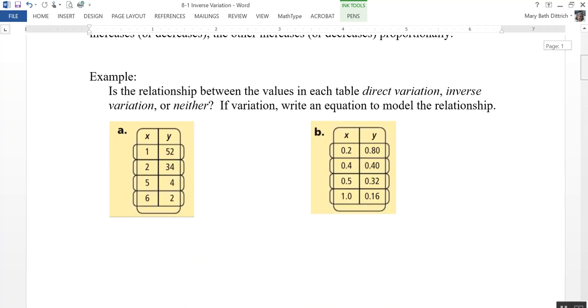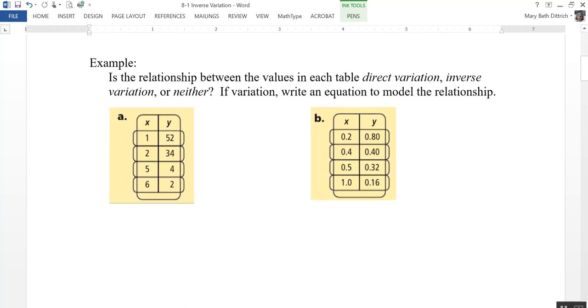Is the relationship between the values in each table direct variation, inverse variation, or neither? If it is a variation relationship, then write an equation to model that relationship. So in our first example here, we have x and y values: 1 and 52, 2 and 34, 5 and 4, 6 and 2. So the easiest to figure out is, is it inverse variation? If it's inverse variation, then x times y is going to equal a constant value.